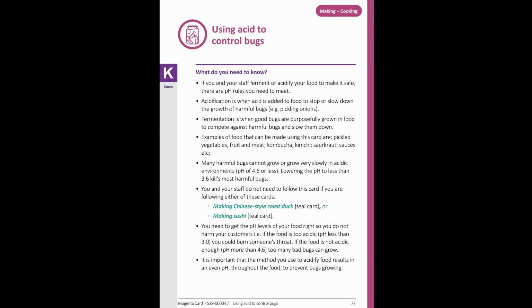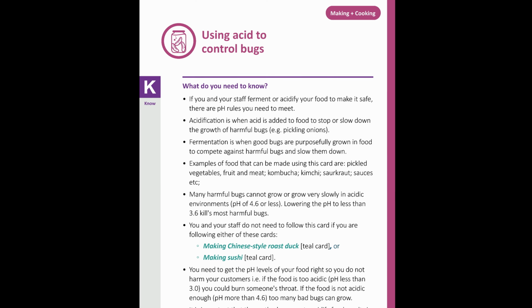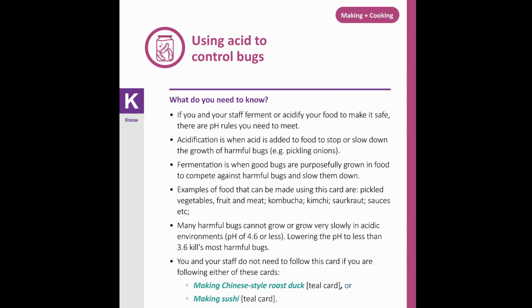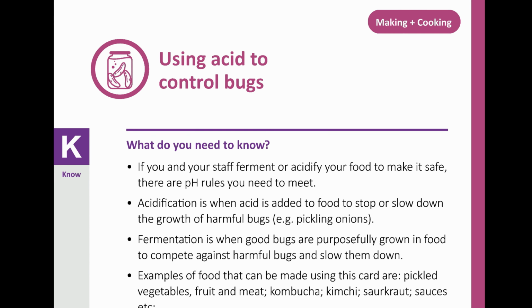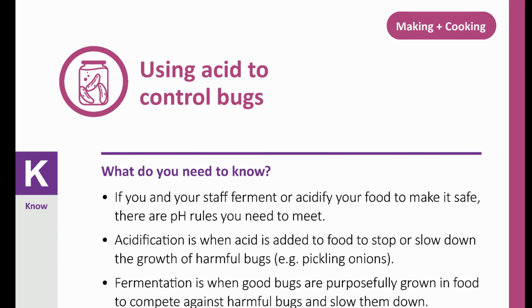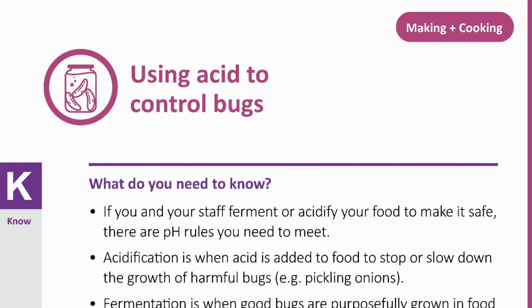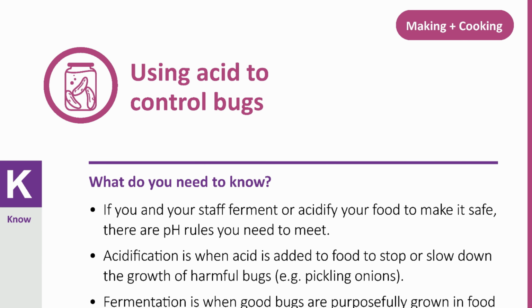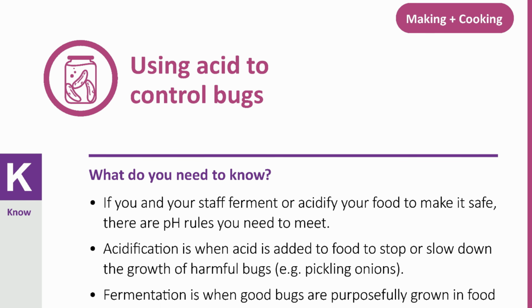In this lesson, we are going to read through the using acid to control bugs topic in the template food control plan. This is one of the magenta-colored cards in the making and cooking section of the plan and is page number 77. What do you need to know? If you and your staff ferment or acidify your food to make it safe, there are pH rules you need to meet.